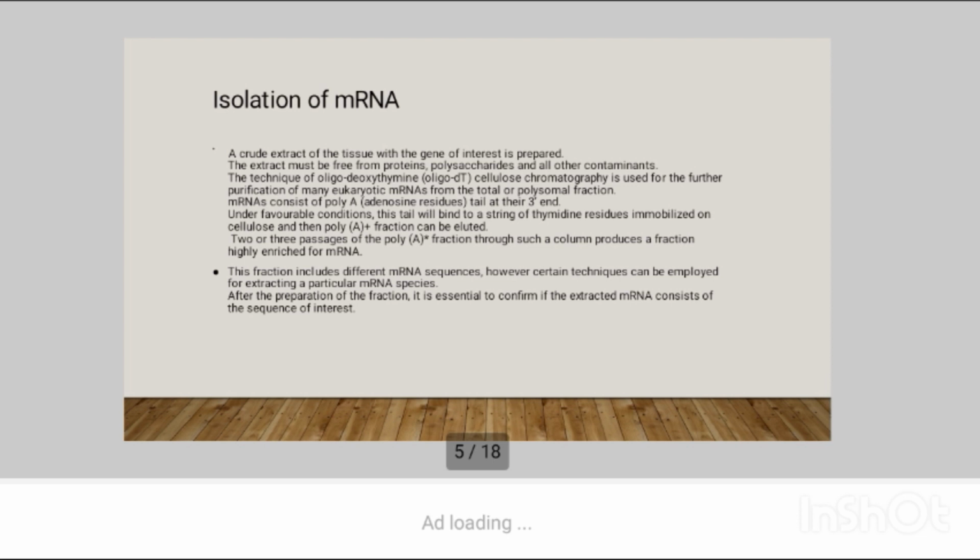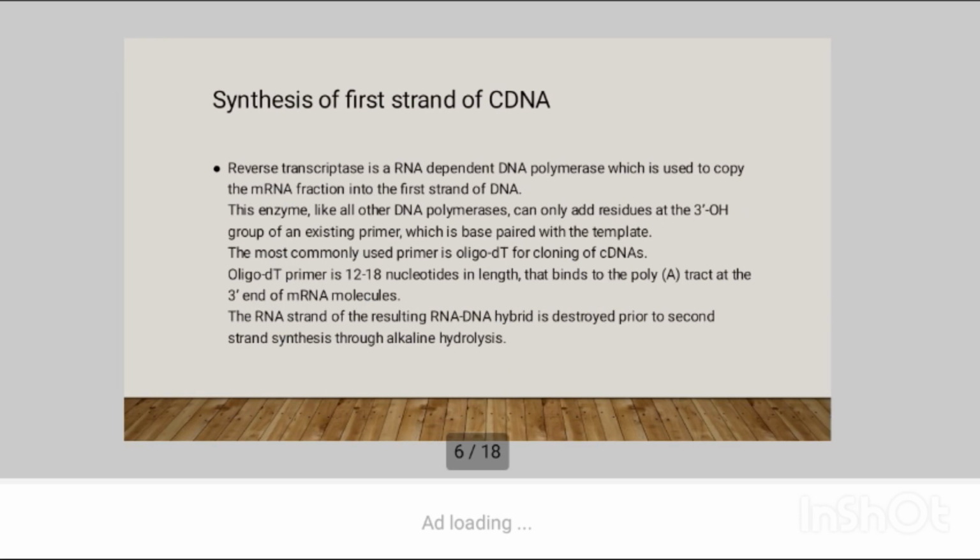This fraction includes different mRNA sequences. However, certain techniques can be employed for extracting a particular mRNA species. After the preparation of the fraction, it's essential to confirm that the extracted mRNA consists of the sequence of interest. Then, synthesis of the first strand of cDNA.